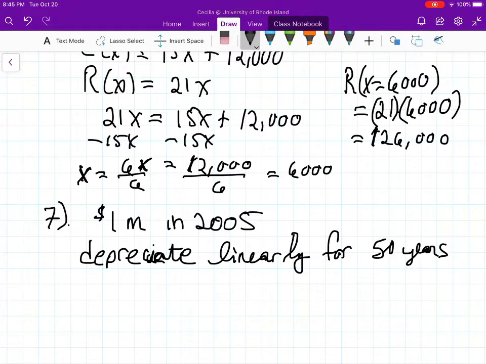Now, we're asked to find the book value of the building in 2010 and then in 2015, but we're told that the scrap value is $0. And this is important because this is telling us the value of this building at 50 years. So it's giving us another point.